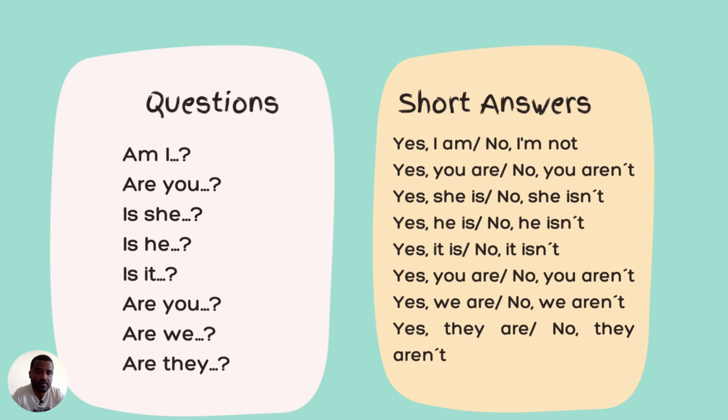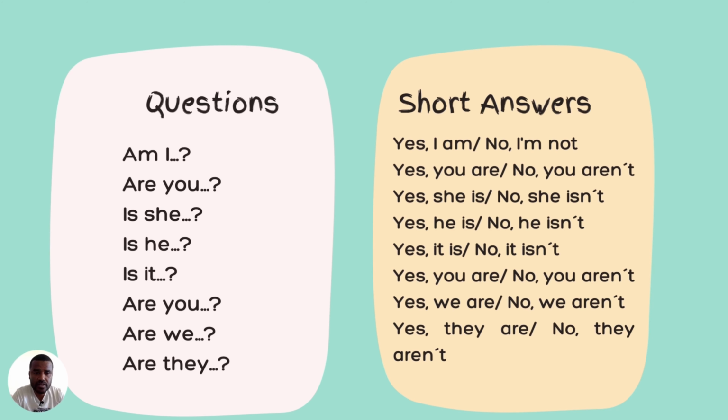But if the sentence is negative, meaning the answer is not that, you are going to use I'm not or you aren't. Yeah, no, she isn't, or no, he isn't, no, it isn't, no, you aren't, we aren't, and no, they aren't. This is how we conjugate the verb to be in negative form.